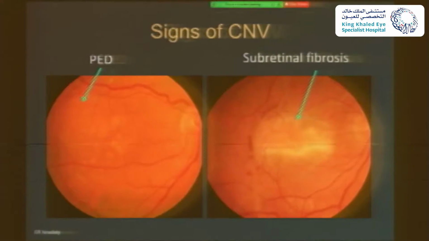You can also sometimes have pigment epithelial detachments. I don't know if it's very clear here, but this, for instance, is a big PED in addition to lots of drusen. And sometimes when the process has been going on for a few weeks, you can start to see fibrosis under the retina, as is predicted here.